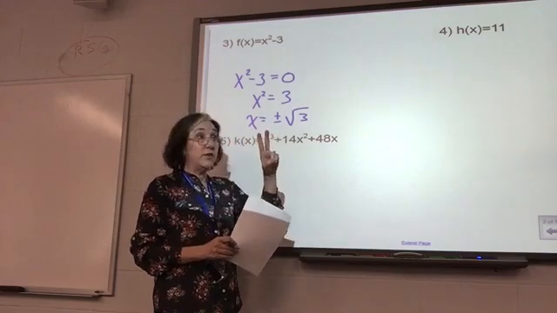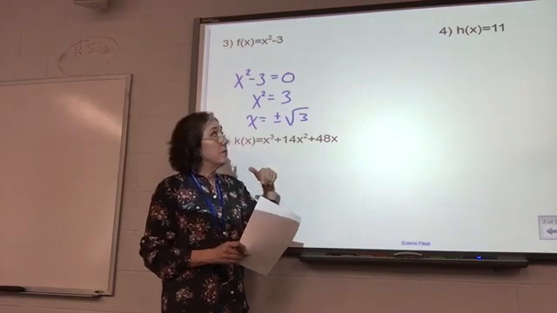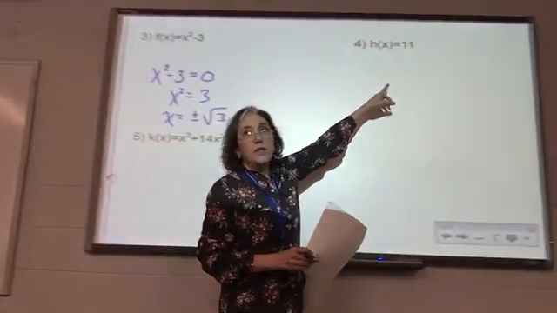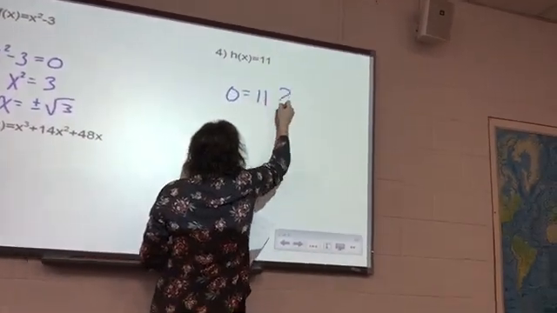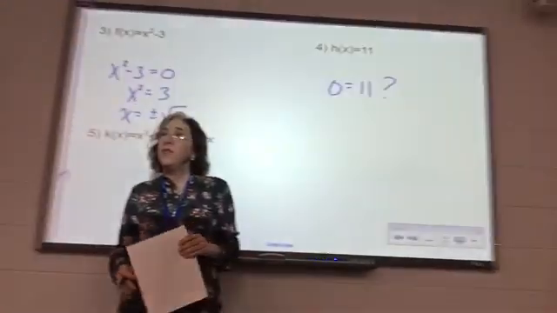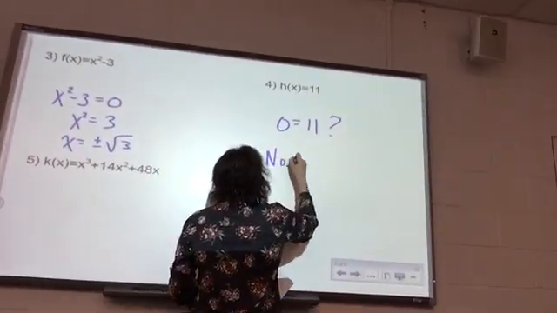So there's 2 zeros. The square root of 3 and the negative square root of 3. What about this one, guys? Is there any way for that to happen? That has no zeros.